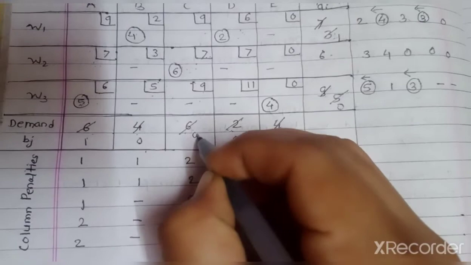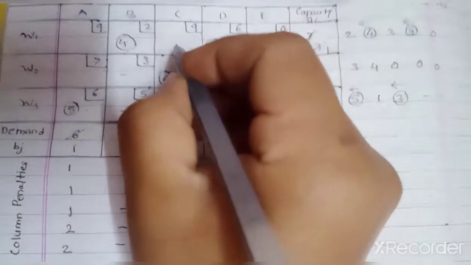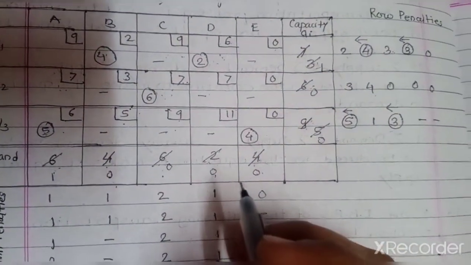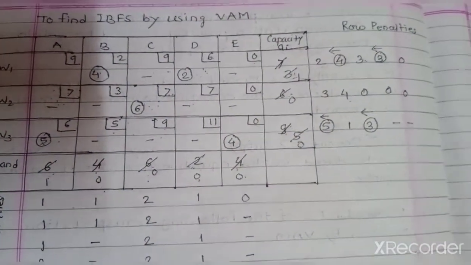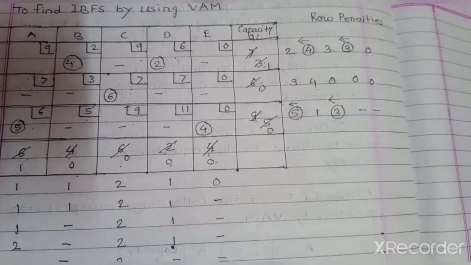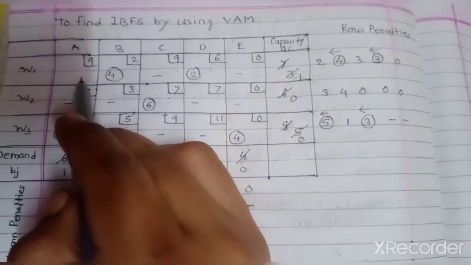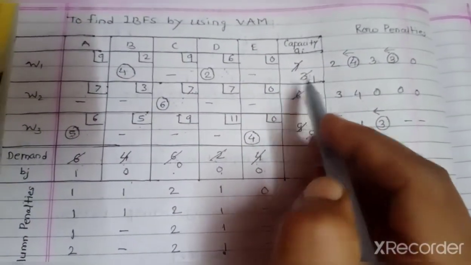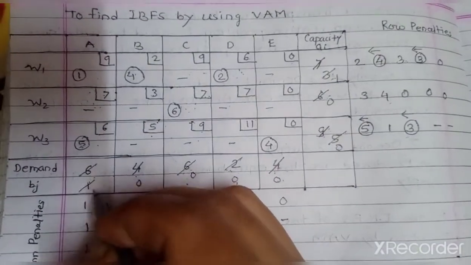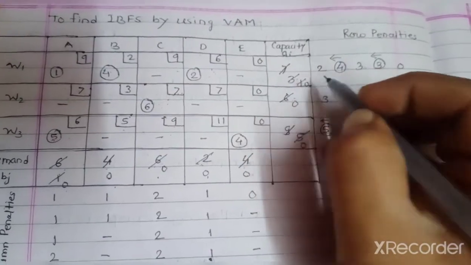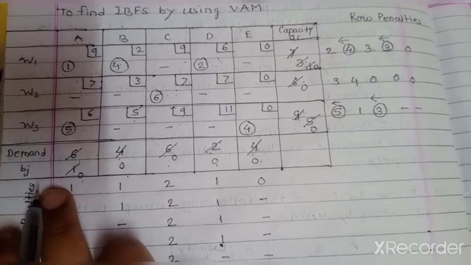6 minus 6 is 0. Again 6 minus 6 is 0. When we mention 0 here, at the same time we mention a dash. And here is also 0, so we mention a dash. Now there is no need to find the row and column penalties again, because only a single cell is present here, and its capacity is 1 and demand is also 1. So we fill 1 directly. 1 minus 1 is 0. In this way we use the WAM method to fill the allocations.